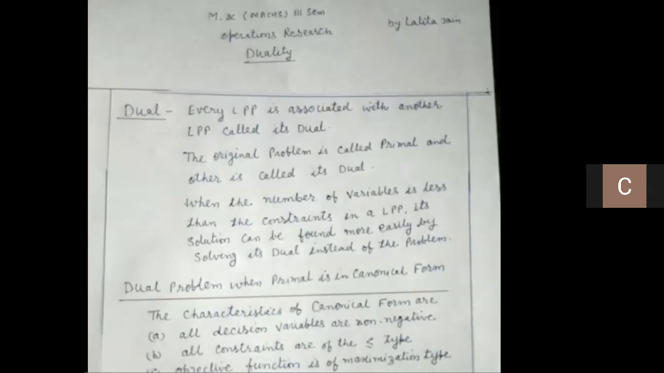We will discuss today the dual of an LPP. Every LPP is associated with another LPP called its dual. The original problem is called the primal and the other is called its dual. Dual is used when the number of variables is less than the constraints in an LPP. Its solution can be found more easily by solving its dual instead of the primal problem.